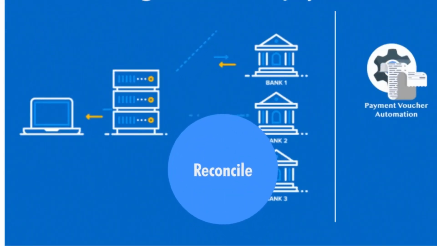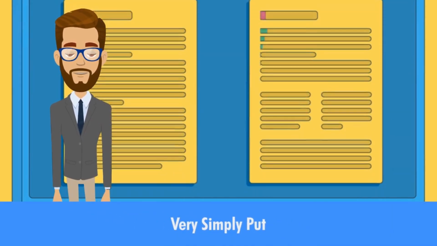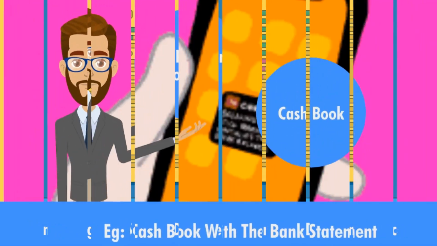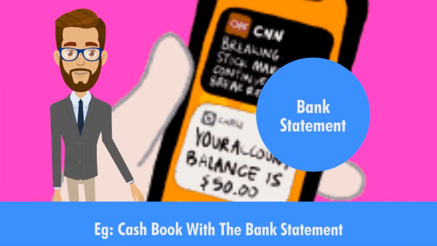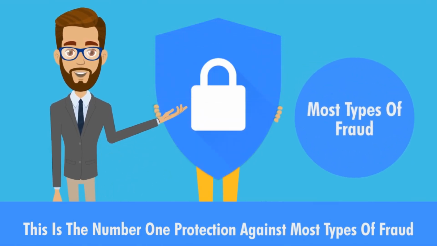Reconcile, reconcile, reconcile. What is reconciliation? Very simply put, comparing two sets of documents from two different sources. Example, cash book with the bank statement. This is the number one protection against most types of fraud.